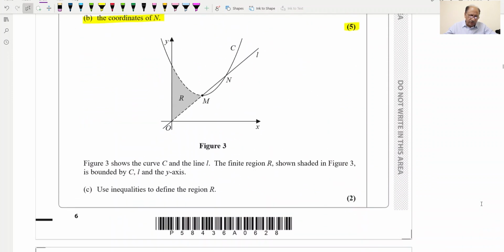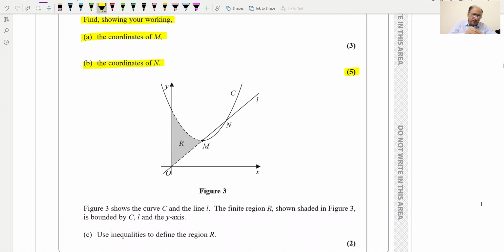Now for part C, they have given another diagram, which is Figure 3. Figure 3 shows the curve C and the line L, with M and N marked. The region R, shown shaded in Figure 3, is bounded by C, L and the y-axis. We have to use inequalities to define the region R.